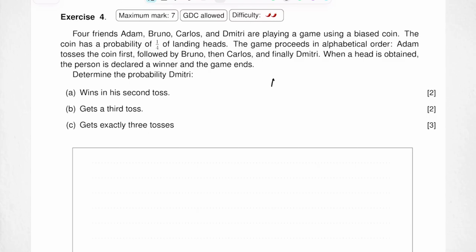All right, so in exercise number 4, we have a little game being played. And let's picture these 4 people sitting down, forming a circle. So we have Adam, Bruno, Carlos, and Dimitri.